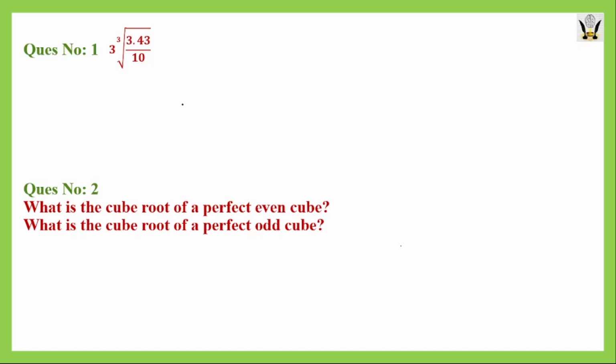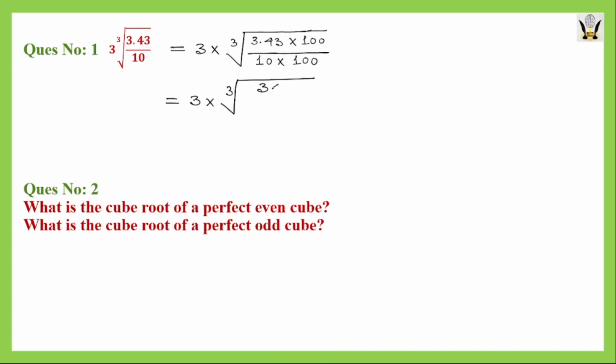So what we will do in the first step is, first we will convert the decimal number into its equivalent integer, and then we will see how we can find the cube root value. To make this 3.43, this decimal number, into an integer, after the decimal point we have two digits, so we have to multiply this decimal number by 100. Since we have multiplied in the numerator, similarly we need to multiply the number in the denominator by the same value, which is 100. So after multiplication, it will be 343 divided by 1000.